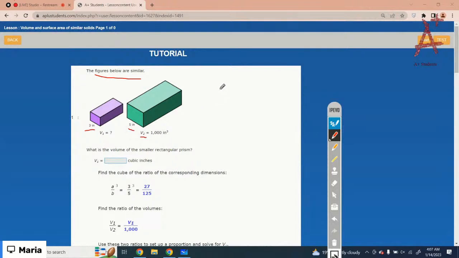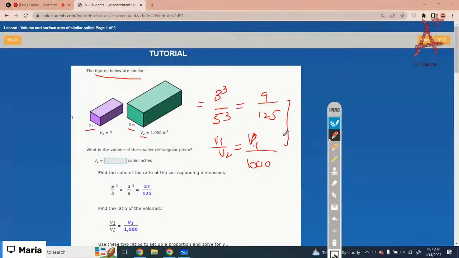Because you are working on the cube, you have to find the cube of their corresponding ratios. It would be 3 cube divided by 5 cube because they are the corresponding sides. So 3 cube is 27 and 5 cube is 125. Then you have to form the ratio between their volumes. It would be V1 divided by V2. V1 is missing, you have to find it, and V2 is 1000. Equate these two proportions: V1 over 1000 equals 9 over 125. Just solve the equation for V1.